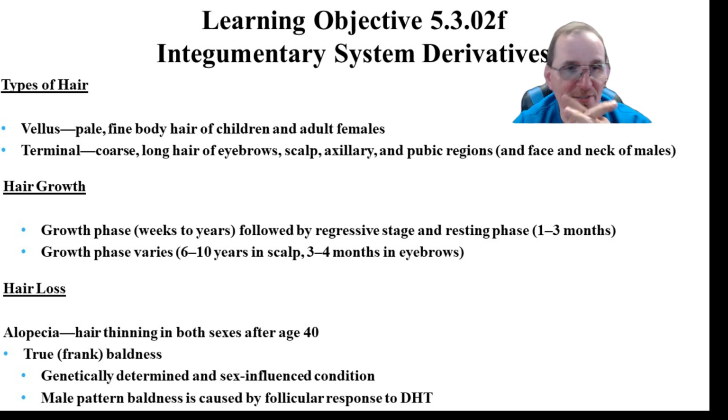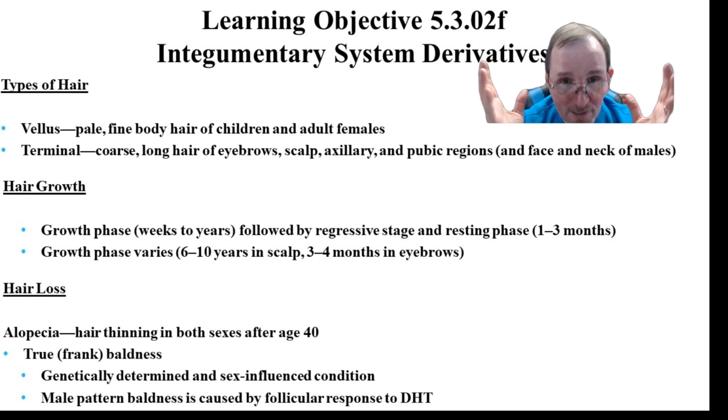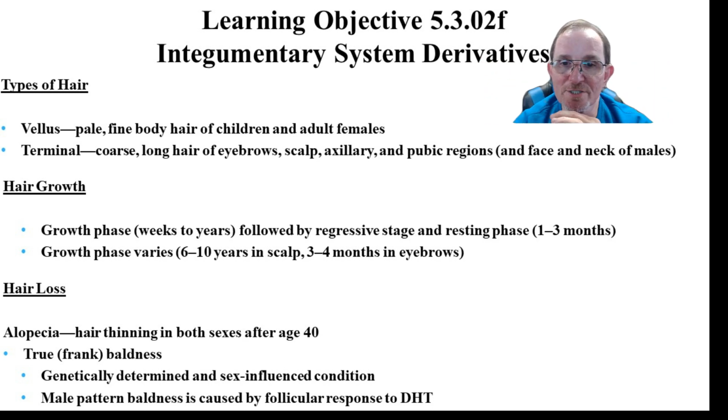As far as the types of hair, we have vellus and terminal. The vellus hair is that very fine body hair that adult females and children have on their bodies. If you've ever seen hair on a child's leg or arm, it's very, very light, very soft, very fine. Terminal hair is coarse, and this is going to be our eyebrows and our scalp, the axillary regions, and the pubic regions. And of course the face and the neck of males for the beard.